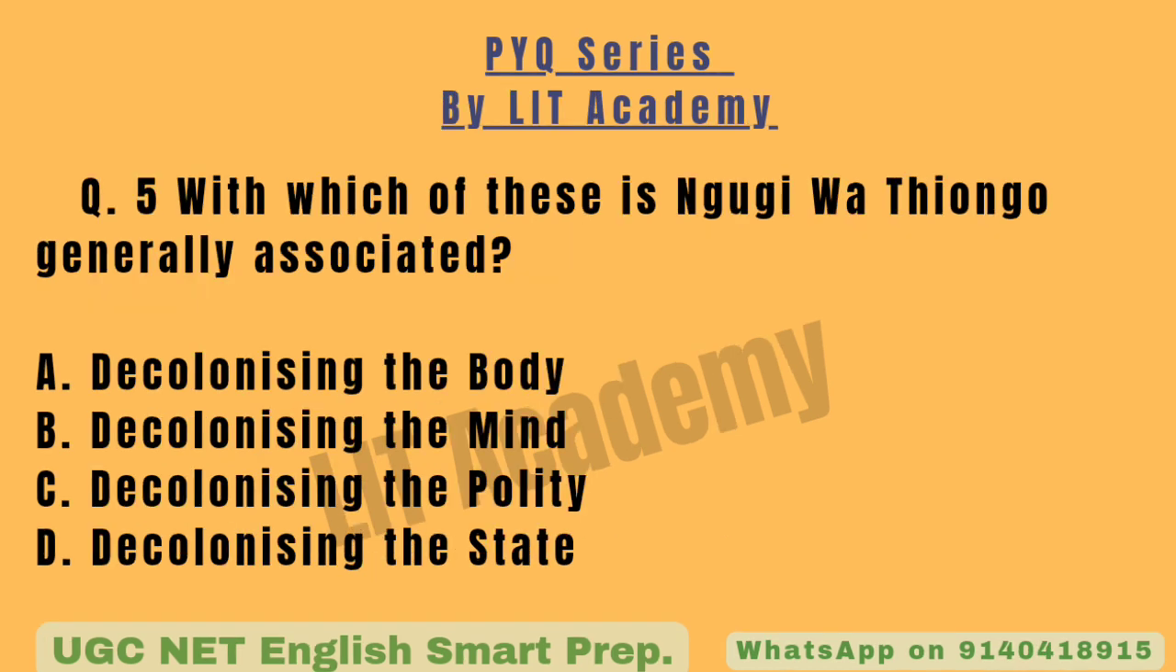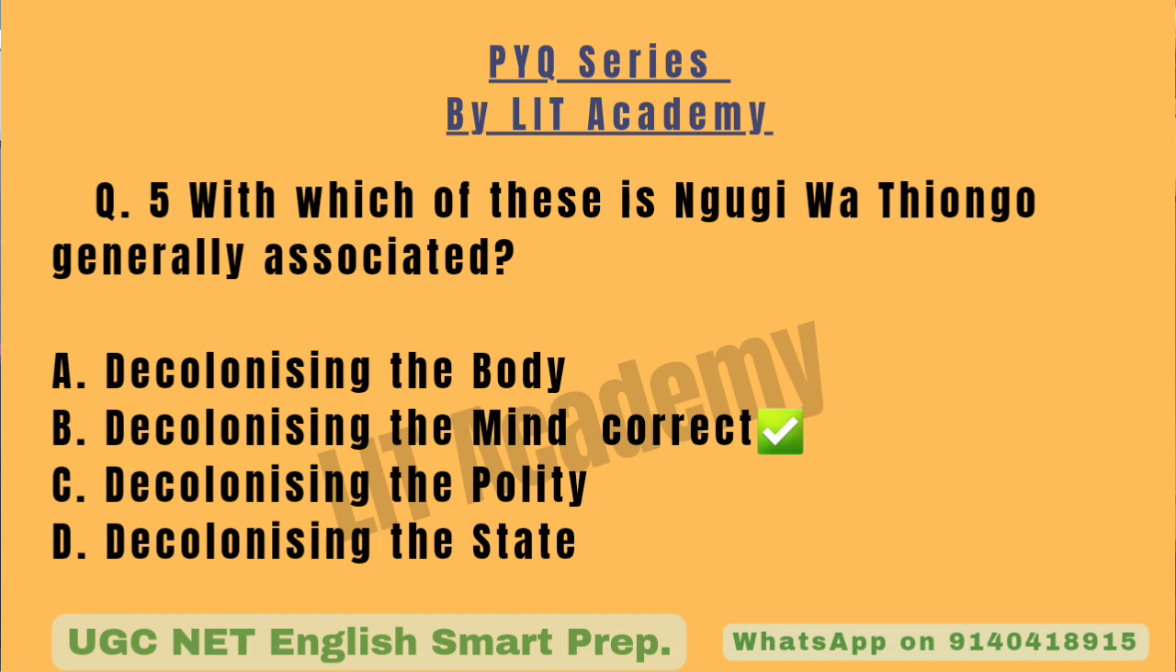Now moving on to the fifth question, which is comparatively quite easy because it is a direct question. Which of these is Ngugi wa Thiong'o generally associated with? Is it decolonizing the body? Is it decolonizing the mind? Is it decolonizing the polity, or decolonizing the state? So you all must be aware of this writer, Ngugi wa Thiong'o. And he wrote this work called Decolonizing the Mind, which is option B.